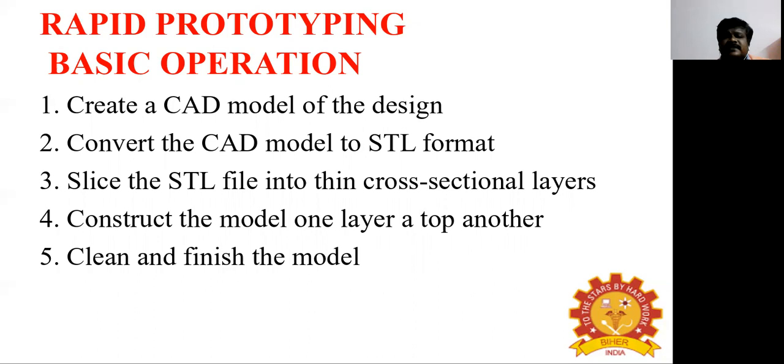The third one is slice the STL file into thin cross-sectional layers, CS layers. It means the third one is slicing. Slicing our STL file, stereolithography file, into the thin cross-sectional layers, thin CS layers. Slicing we need to do.